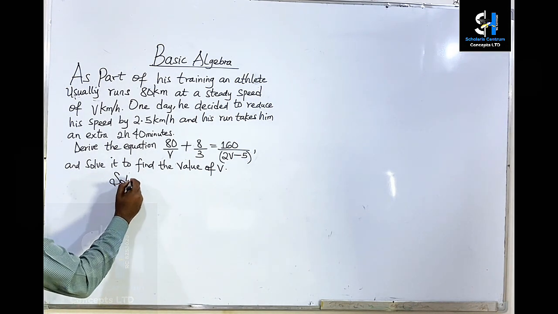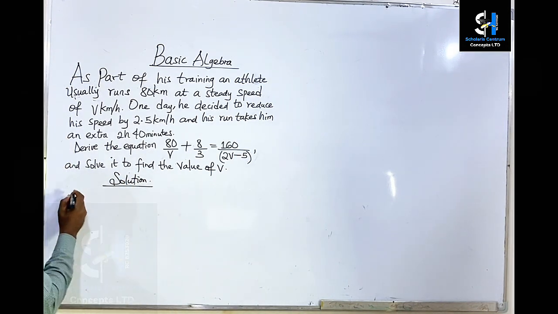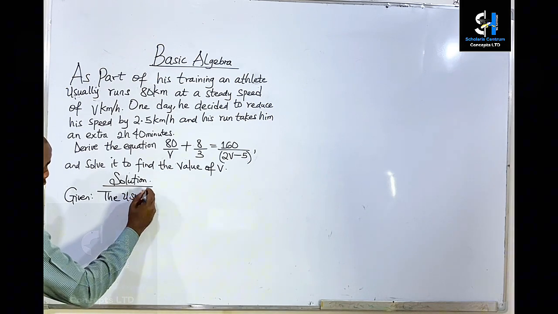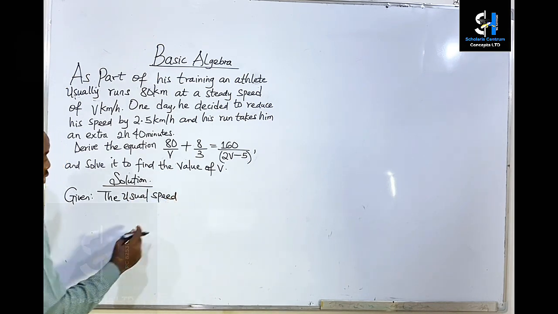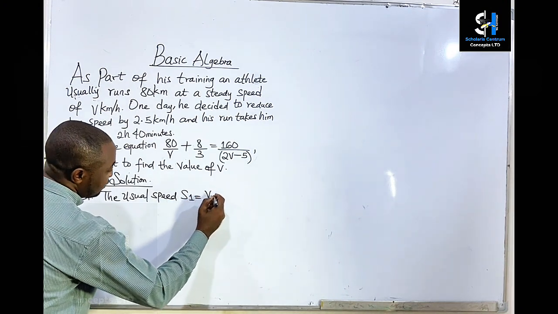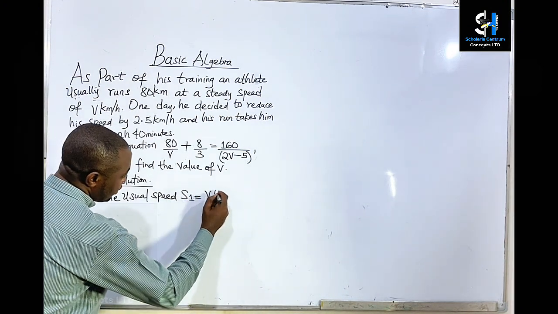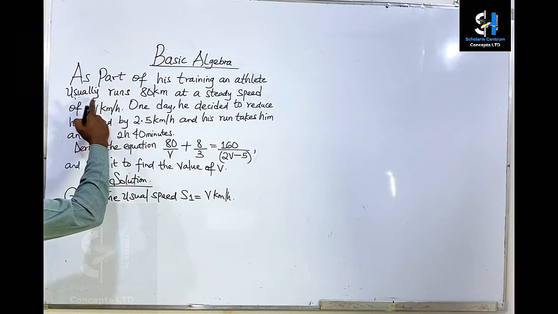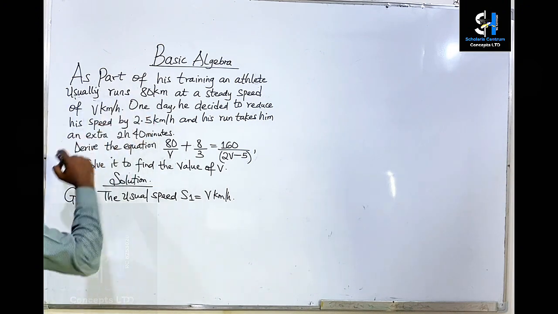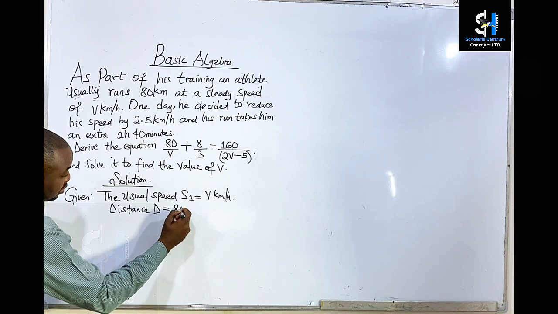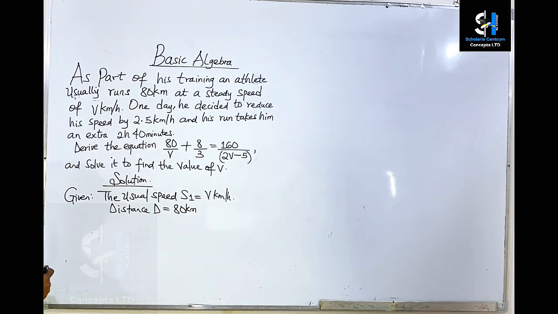All right, first things first. We're given the usual speed, which is given in kilometers per hour. So that will be S1. S1 equals V kilometers per hour. Then the athlete runs 80 kilometers, so the distance D will be 80 kilometers.